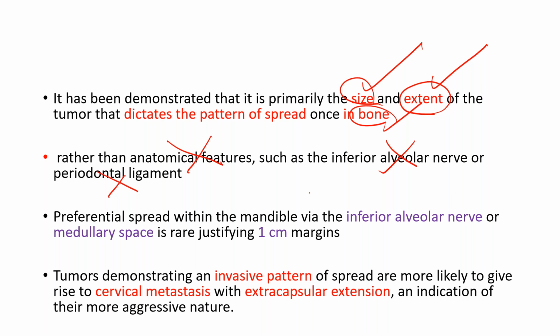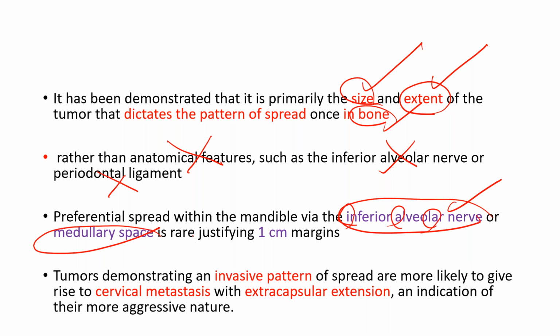Preferential spread in the mandible: how does the mandible get involved? Especially the inferior alveolar nerve. I keep telling you the inferior alveolar nerve is involved, and medullary space involvement is rare, justifying a 1 centimeter margin. If these are involved, you have to go for removal of the mandible in a larger manner.